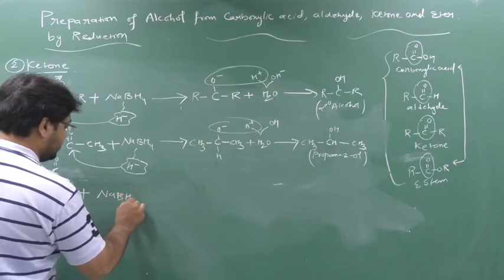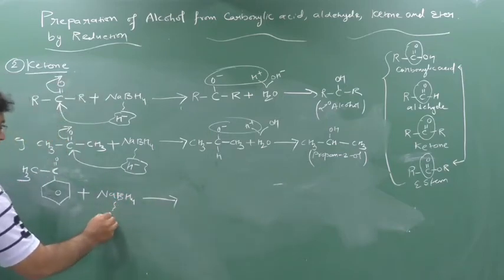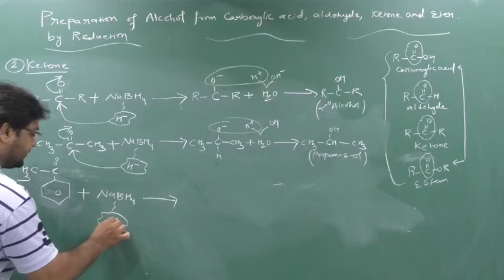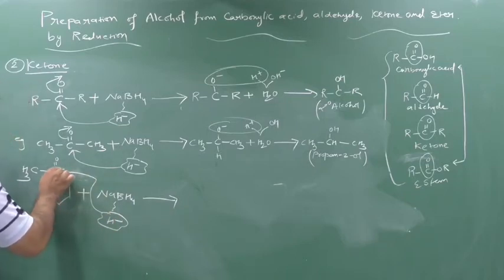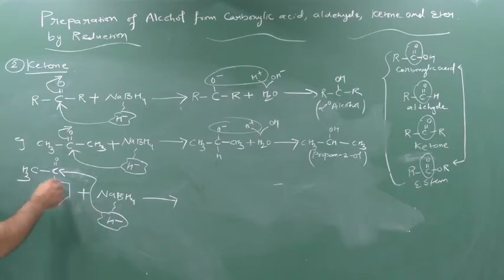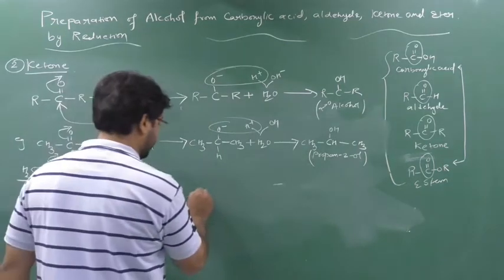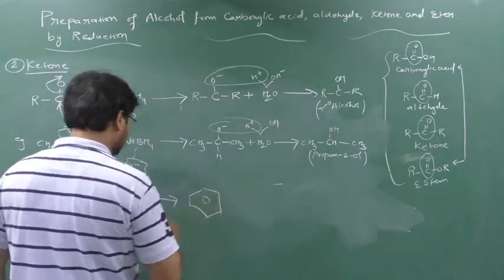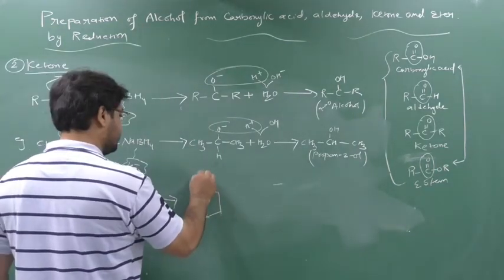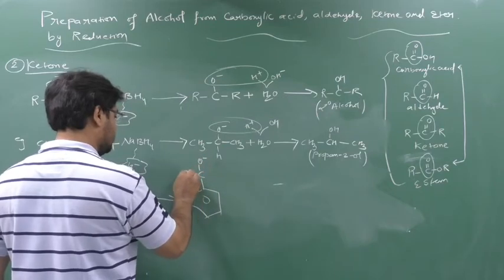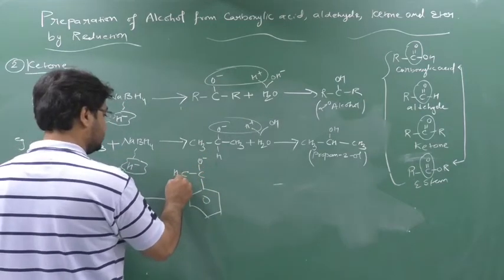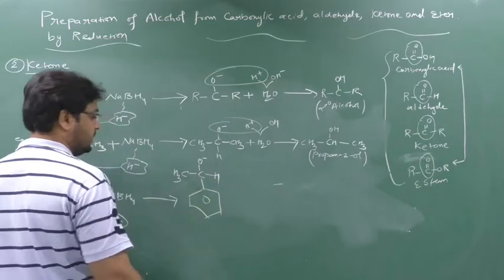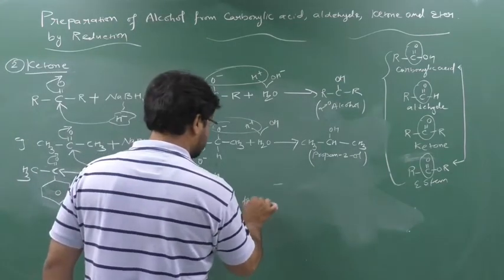This will react with NaBH4 in the first step. So it will generate H minus. This H minus will attack this carbon, so the carbon will make a new bond with this H minus. To make a new bond, this bond is broken. So what will I get? I will get here. Clear? Now I will do the hydrolysis.